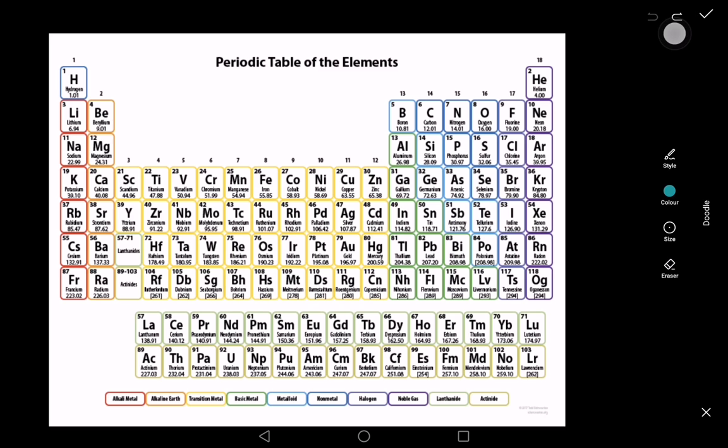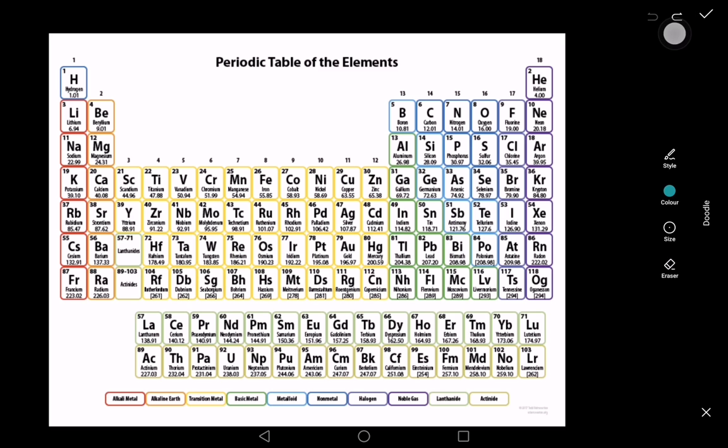Today I want to tell you the easiest way to remember the charge of an ion. As we know, we have two types of ion, which are cation and anion. Cation is the positive charge ion. Anion is the negative charge ion.